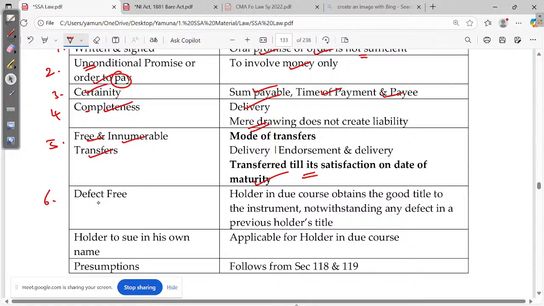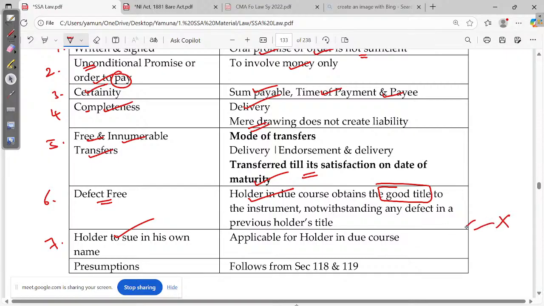Sixth one, it should be defect free, which means what? Even if it is being transferred to any person, that person will be called as holder in due course. He should obtain a good title, which means there should be lawful consideration from their side. Seventh one, holder to sue in his own name.